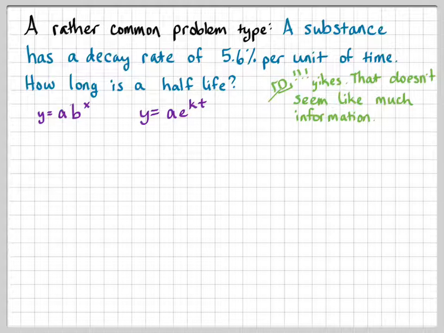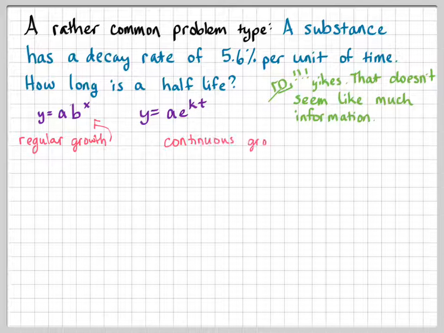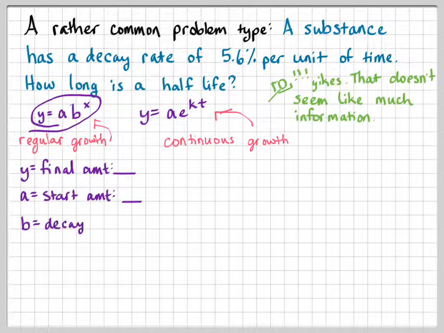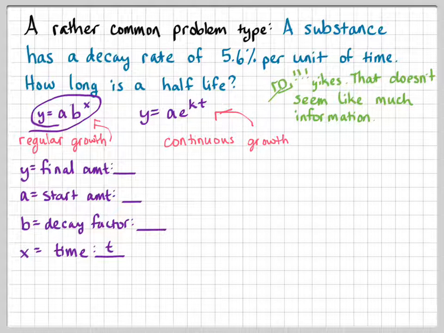So in our problem, nothing about this mentions that it's continuous decay, so we're going to use y equals a times b to the x. Now, we need to identify a few things. This is regular growth and continuous growth. We need to identify the final amount, our starting amount, our decay factor or growth factor, and what x stands for. In this case, time. So time is what we're looking for. I'm just going to put the variable in for that.